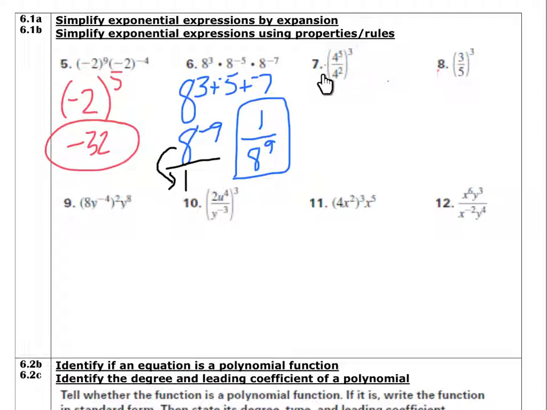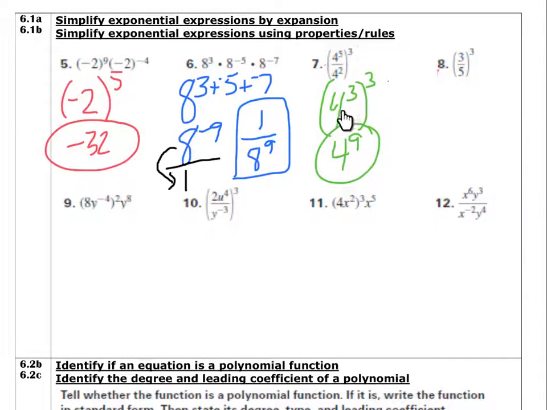Number 7, you can start one of two ways. You can either simplify the 4 to the 5th divided by 4 squared, or you can distribute the 3 through. I'm going to take care of what's in the parentheses first. So when you have 4 to the 5th divided by 4 squared, what you can do is subtract the exponents. So 5 minus 2 is going to be 3. So this is 4 cubed, all to the 3rd power. Now what you would do here is you would multiply your exponents. So 3 times 3 is going to be 9. So the answer to this is 4 to the 9th power.